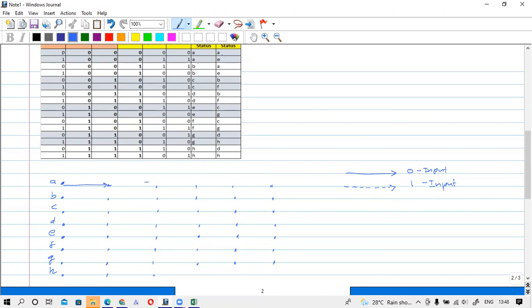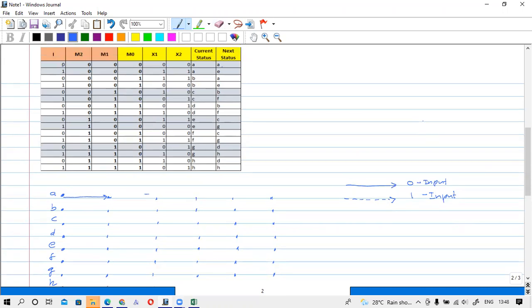And the input is zero, so the output is zero, zero. Output is these two. These are the outputs. Actually, we do not need this one for our diagram. We need the input, the output and the state value. So it is in state A again.